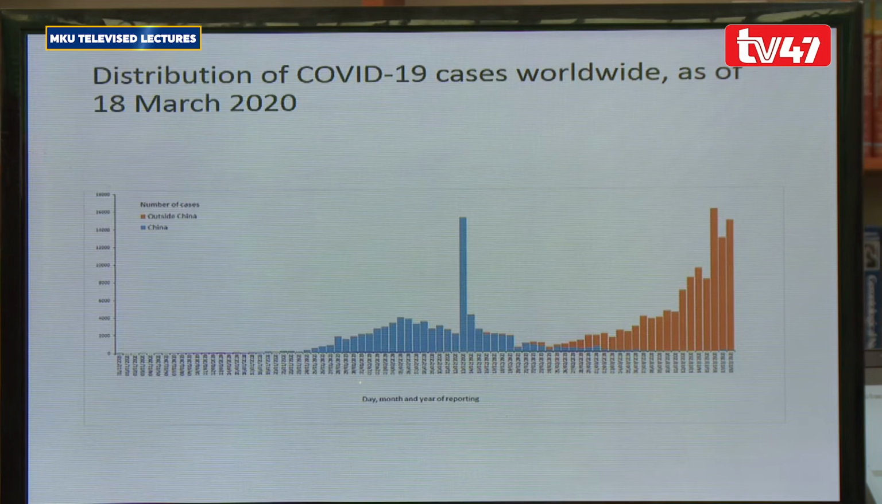I have another example for the COVID-19 outbreak, and this is a distribution of the cases worldwide as of 18th March. So again, it will show you the spread of the disease, when it peaked, when it went down, and of course the dates of onset of the disease.